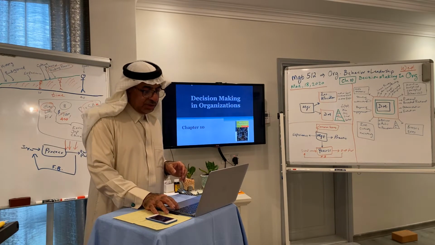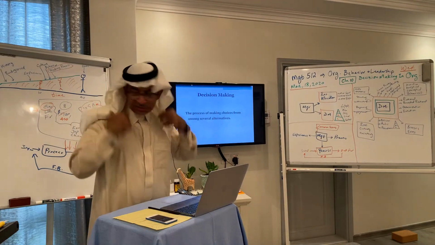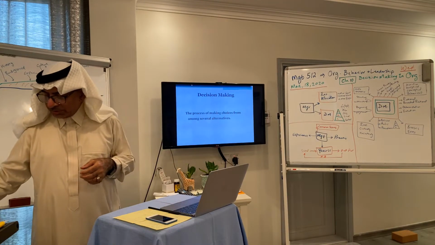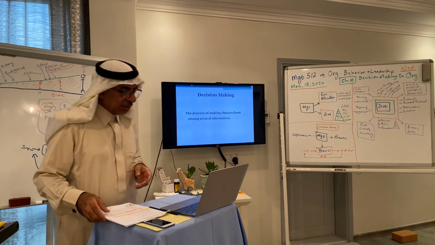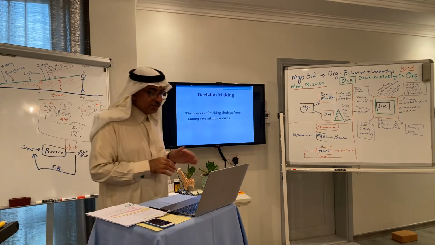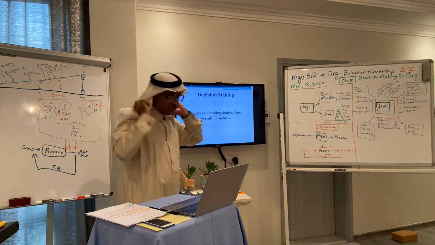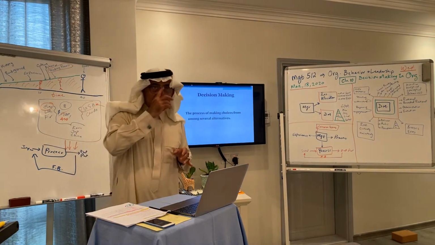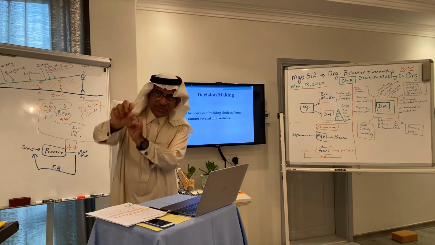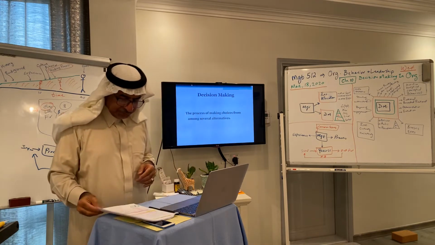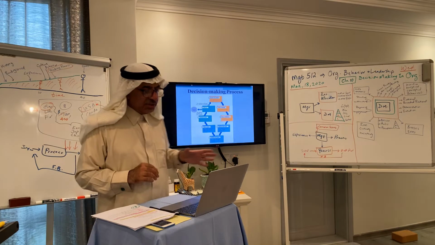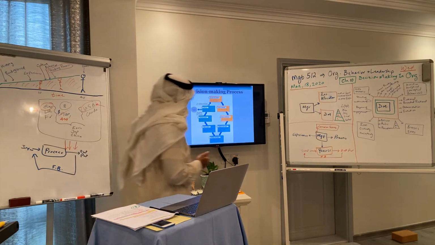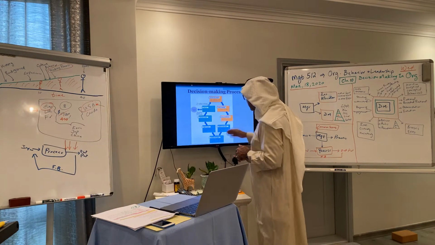Slides of decision making. What is it? It says the process of making choices from among several alternatives. That means you have several alternatives, you choose one of them. Now, this decision making process consists of 8 steps.